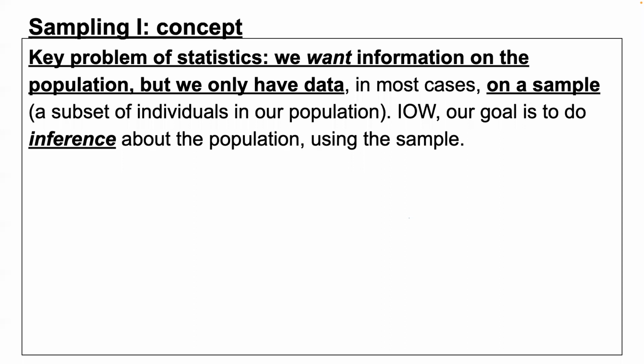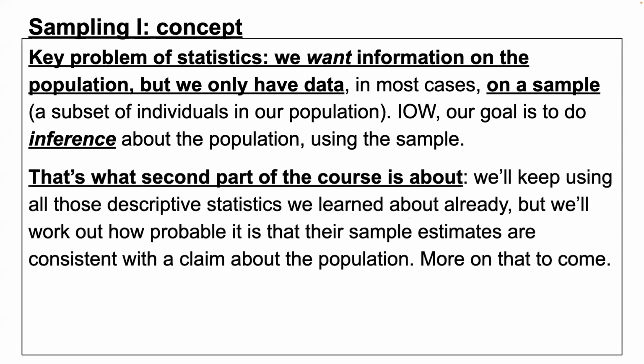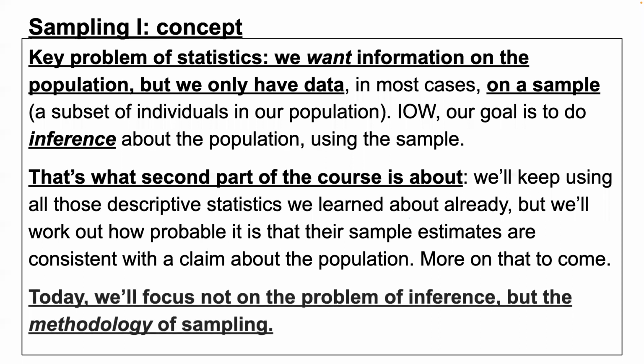So our goal is to do inference about that population, but we only have the sample, which poses a conceptual problem. And that's what the whole second part of the course is about. We're going to keep using all the stuff we learned. We're actually not going to learn any really new statistics, believe it or not. So regression is the hardest bit. And that's where the course ends, with regression again. But we're going to learn how to do inference on those things, which is a whole other concept.